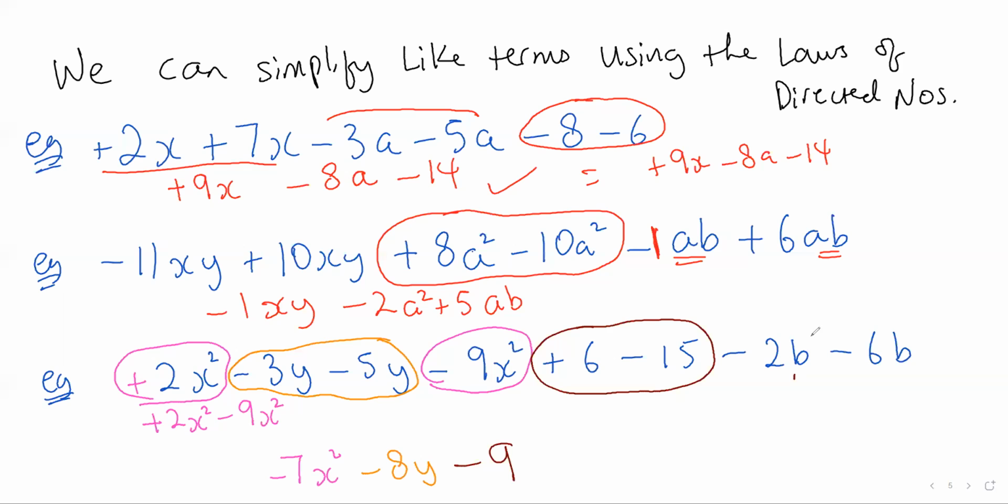Yes, because I see a B term here and a B term here. Simplify the two B terms. Same signs, add and keep the same sign. So this is minus 8B, right? So I want you all to take this down. I'll wait for you.